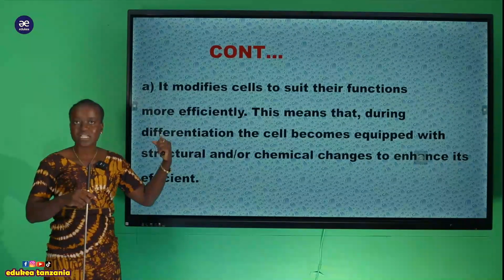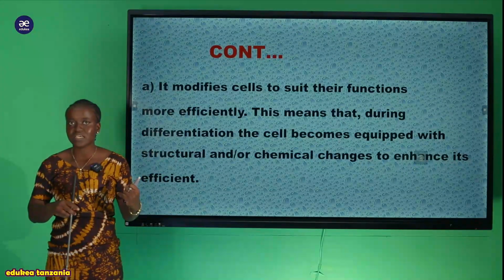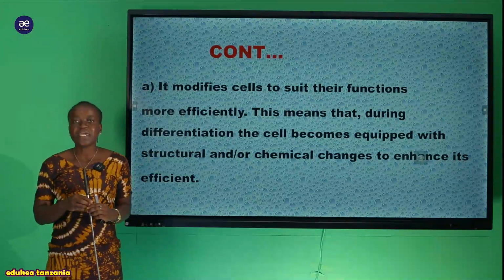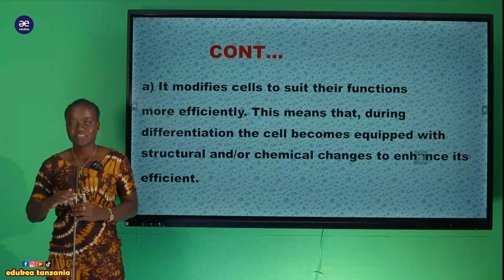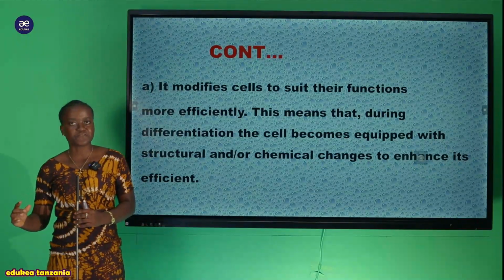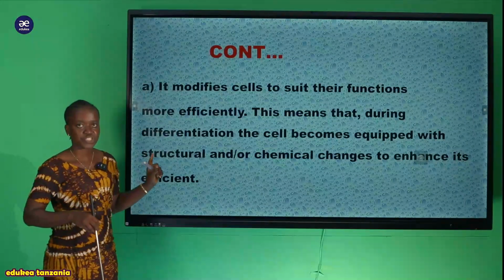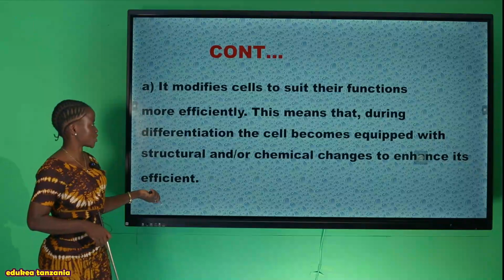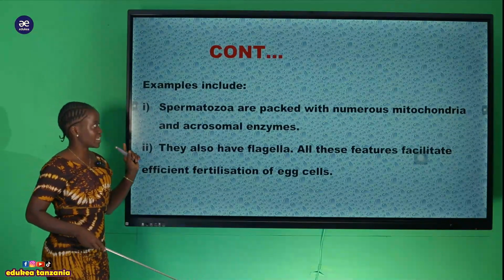For instance, those cells that I've already mentioned to you, those sex cells, the nerves cells, epithelial cells, they will be equipped to function more efficiently in that specific role in a proper way. That is the functioning of this cell differentiation. So for instance now let's take an example.